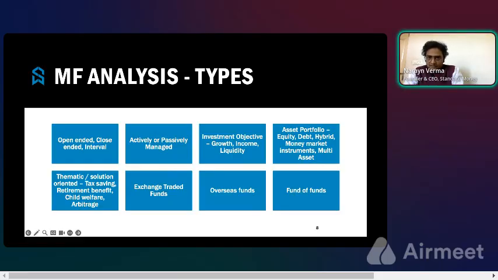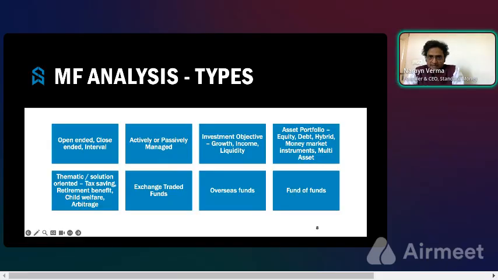But other funds, which are equity oriented schemes, can be growth oriented, which are not going to pay any dividend, but which will reinvest any earnings they have and try to increase your capital value. And then there are income schemes which will try to distribute the earnings quarterly or annually.